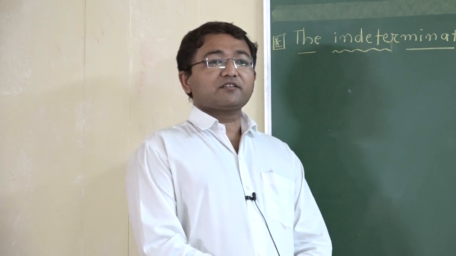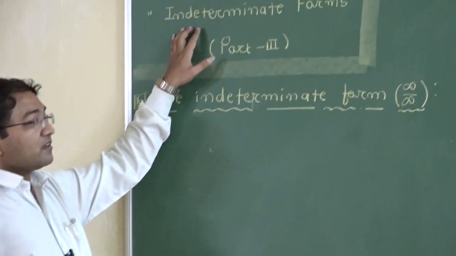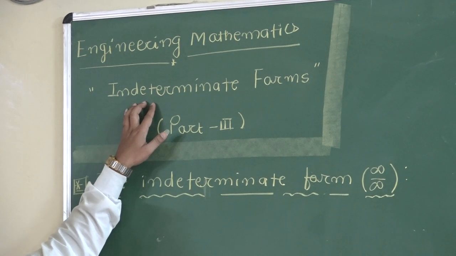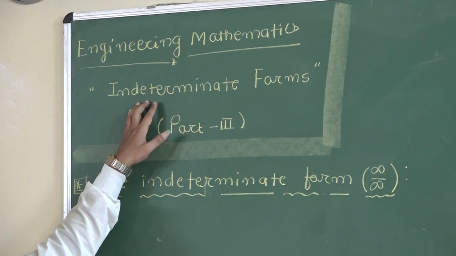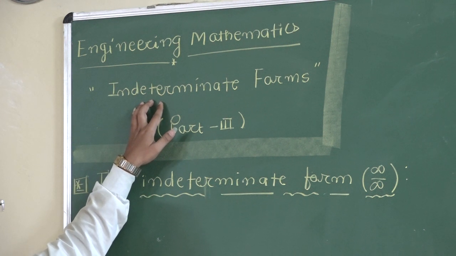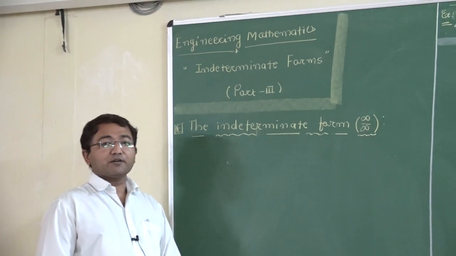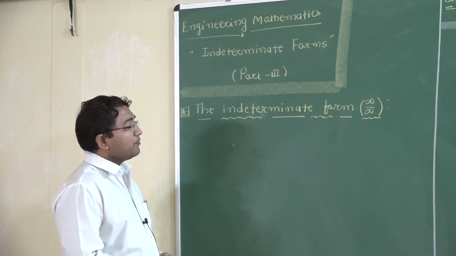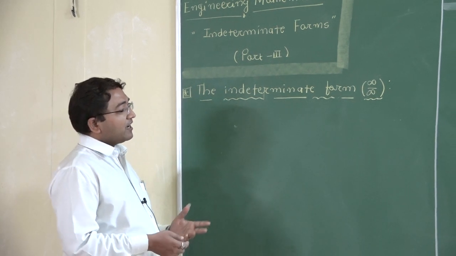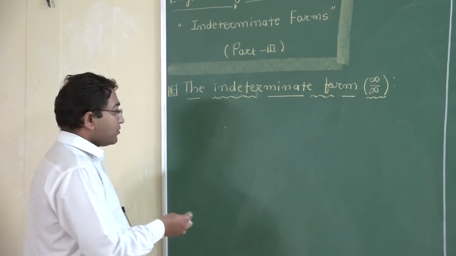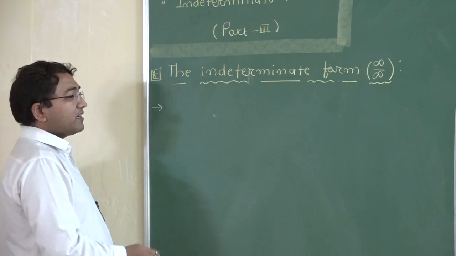In our last discussion, we had discussed the indeterminate form, in which we discussed the 0 upon 0 indeterminate form, and how to evaluate the limit of the 0 upon 0 form using L'Hospital rule. Here the same procedure will be applied on the indeterminate form infinite by infinite, and we will see how it works. Suppose we talk about the indeterminate form infinite by infinite.